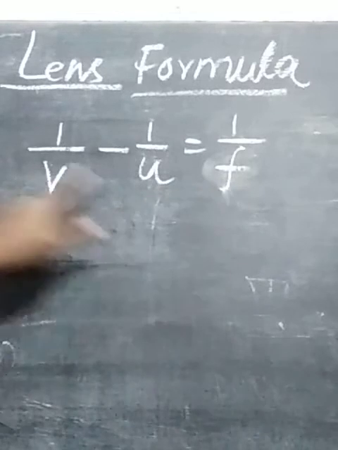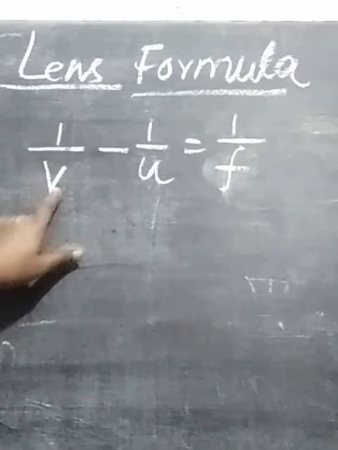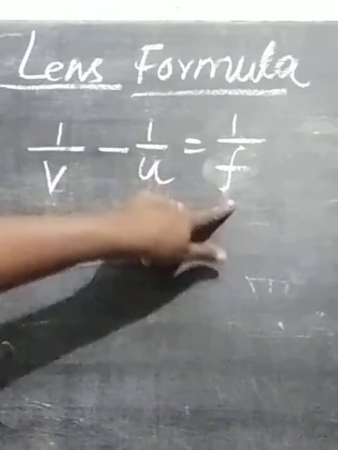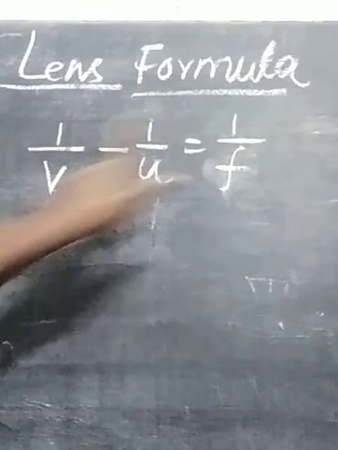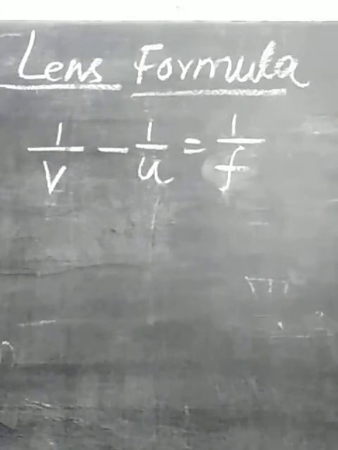So this particular formula connects all the different terms of a lens: u, v and f. By knowing this, we can find the unknown value. Suppose two of the values are given, we can find the third value. So this is the lens formula which relates the different terms u, v and f, where v stands for image distance, u stands for object distance, and f is the focal length of the spherical lens. Whatever be the type of the lens, this lens formula is common for both concave and convex lenses.